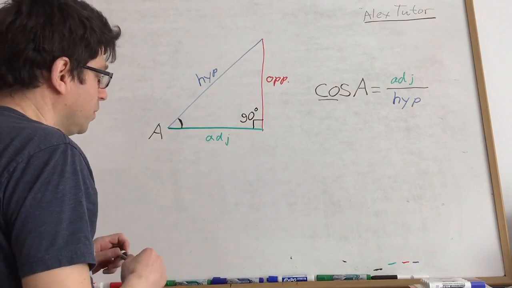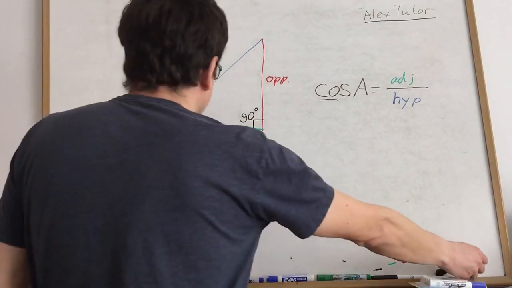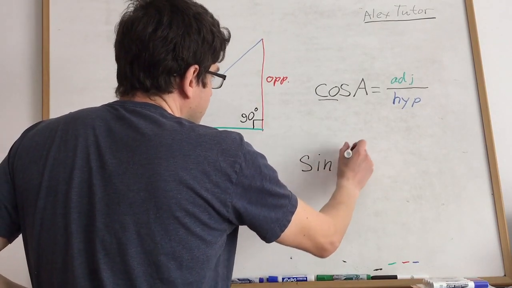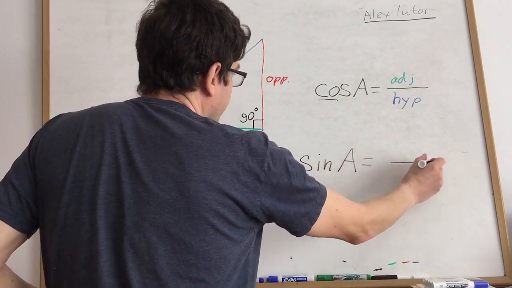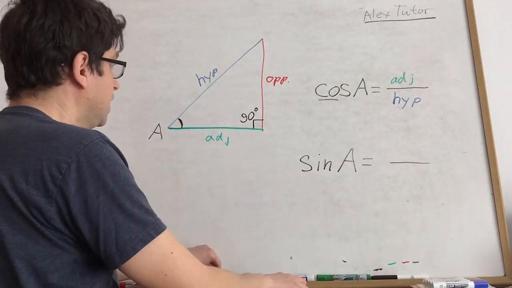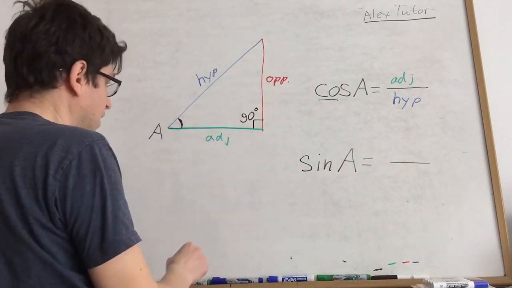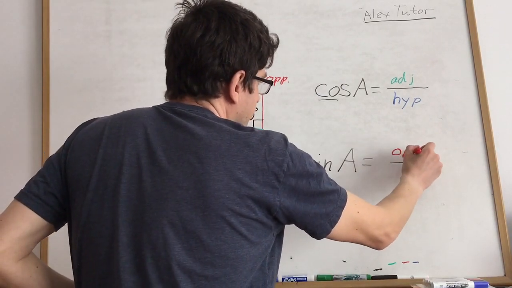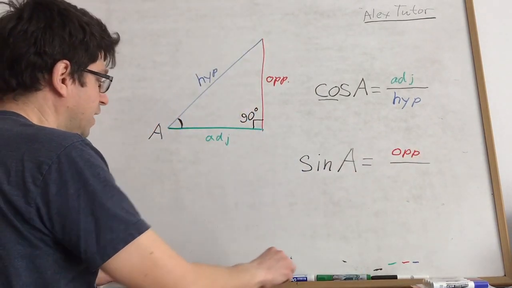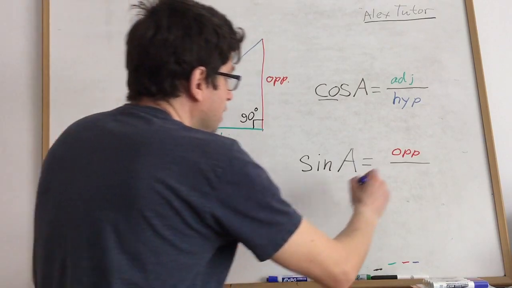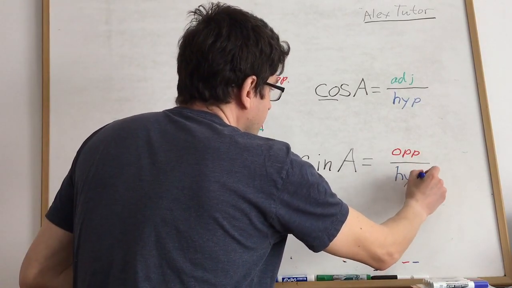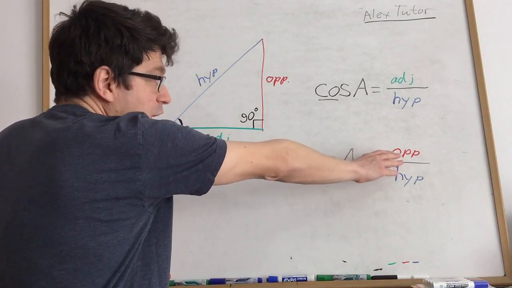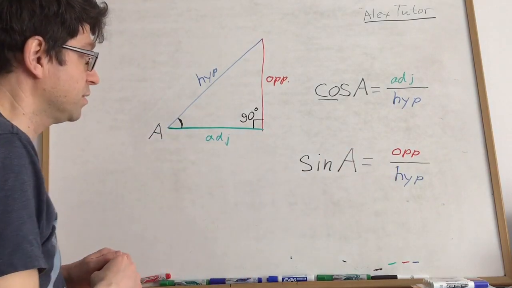That's what cosine is. Now let's talk about sine. Sine of angle A is opposite leg, opposite, divided by hypotenuse. So sine of angle A is opposite leg divided by hypotenuse.